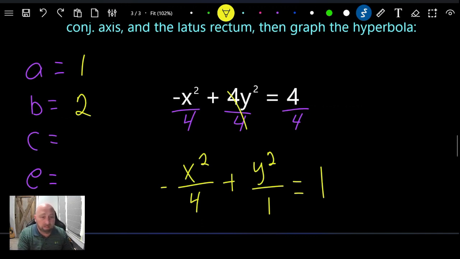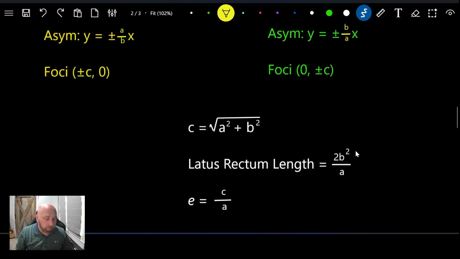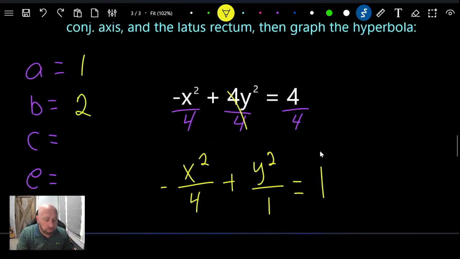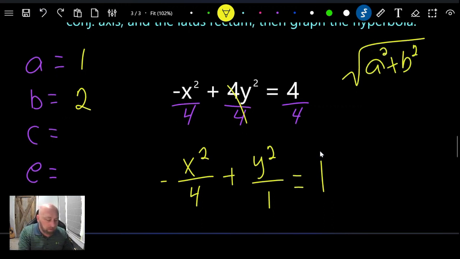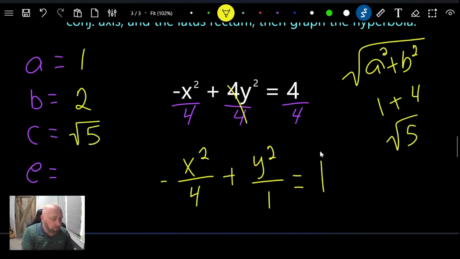How do we find the c? Jump back up here, and there's how to find the c. We've been doing that in the last few lessons, so you should know that one. So we're going to have a squared plus b squared, so that's going to be 1 plus 4. So we're going to get the square root of 5. c equals the square root of 5. You can go ahead and figure that out if you want to, and it's going to be approximately 2.2. We may need that in decimal form as we go through this.